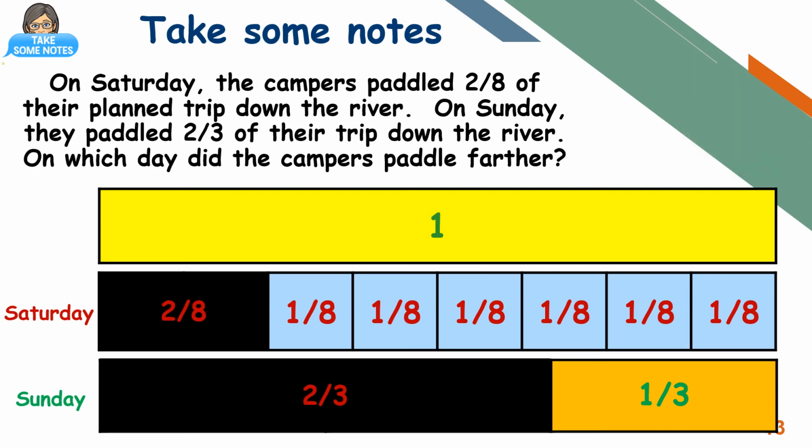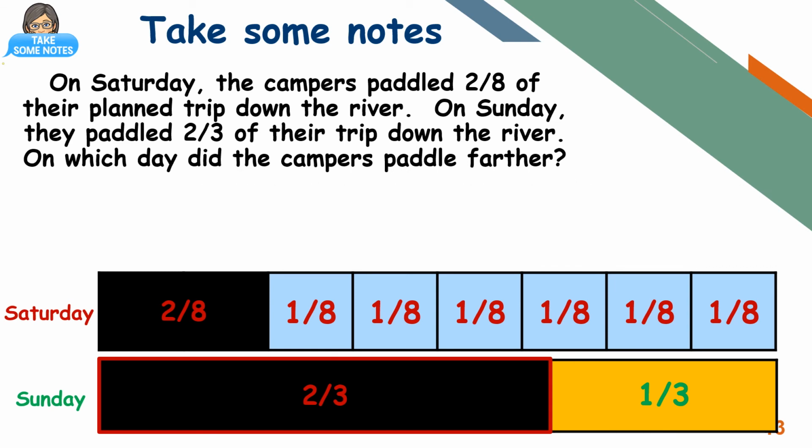If you said 2/3, you are correct. That means the campers paddled farther on Sunday. So if we read from left to right, this tells us that 2/3 is larger than 2/8 because the bar for 2/3 of the trip is longer than the bar for 2/8 of the trip. Write your number sentence under your word problem in your journal or on your paper. Write a complete sentence for the number sentence also.